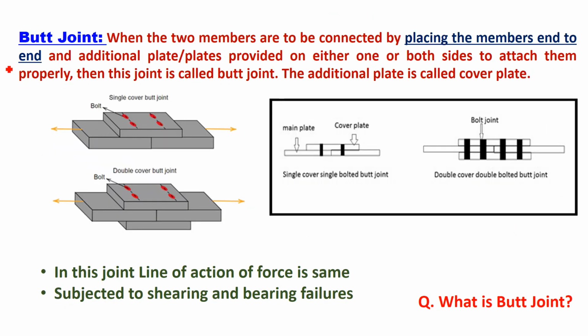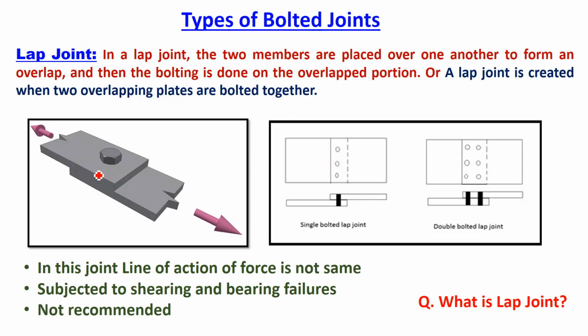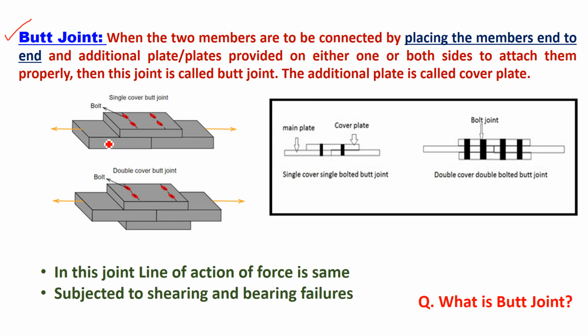Next joint is the butt joint, right? Butt joint. Now if you look at the lap joint, the plates overlap each other during the connection. But in a butt joint, the two plates which you want to connect are connected end to end. This is the first plate which you want to connect, this is the second plate. So they are kept end to end and connected, when the two members are to be connected by placing the members end to end.